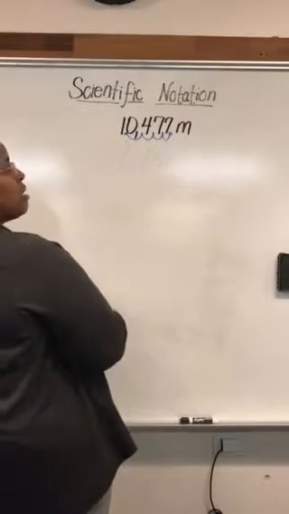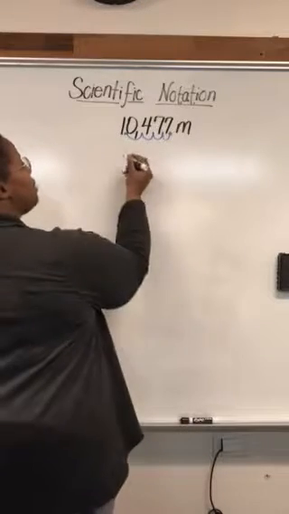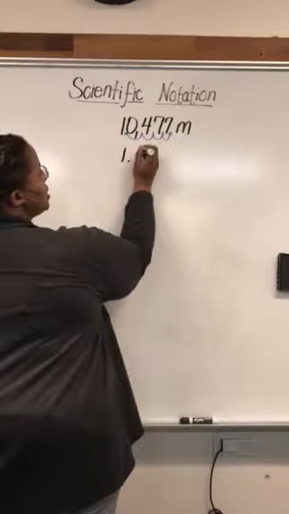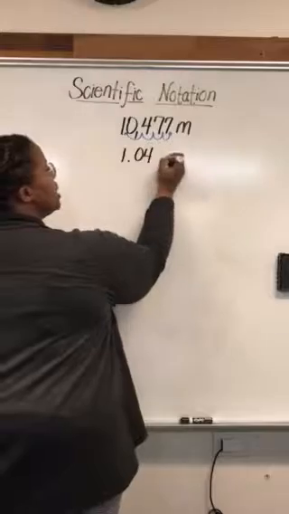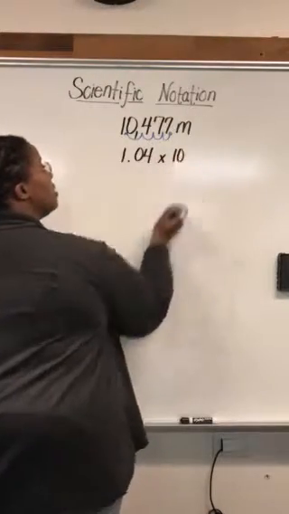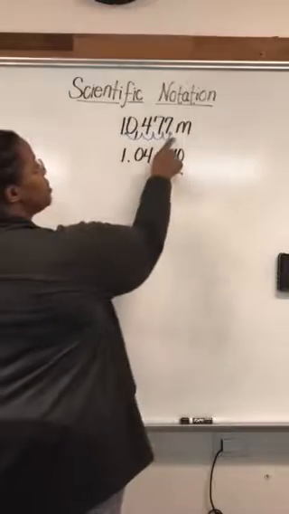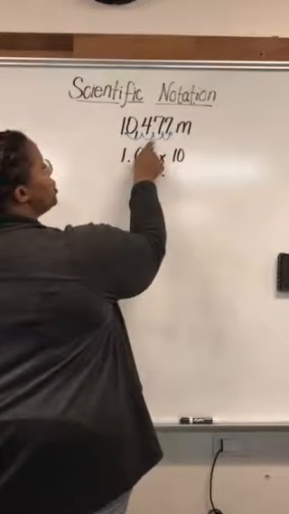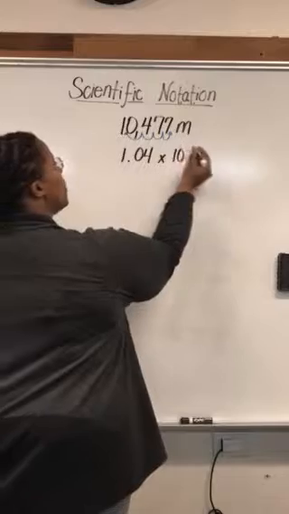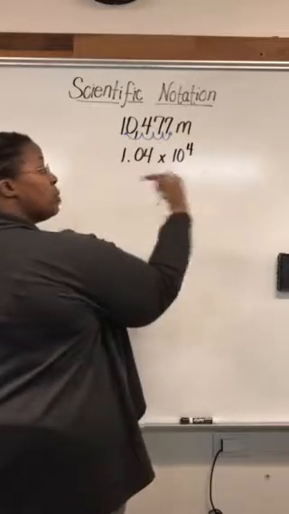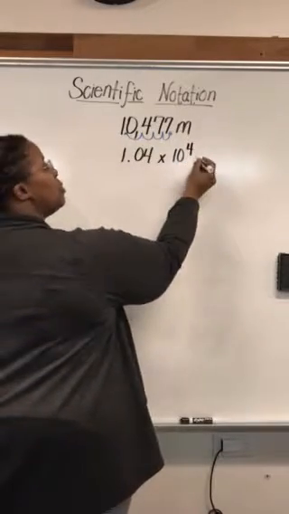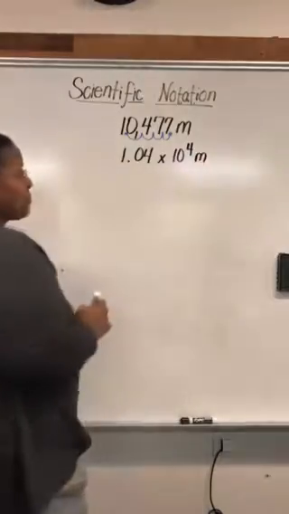If I was rewriting this on my paper, then I would put 1.04 times 10, and then you got to pay attention. How many places did we move the decimal? 1, 2, 3, 4. Because we move to the left, your exponent will stay positive.